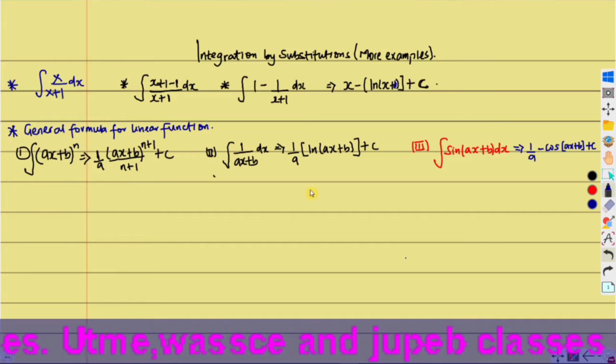Now, let's take some examples for this slide before we call it a day on this one. We can say the first one, we have examples as usual.